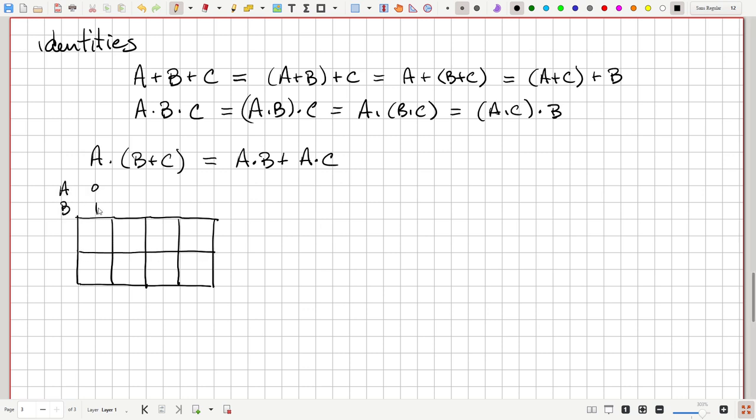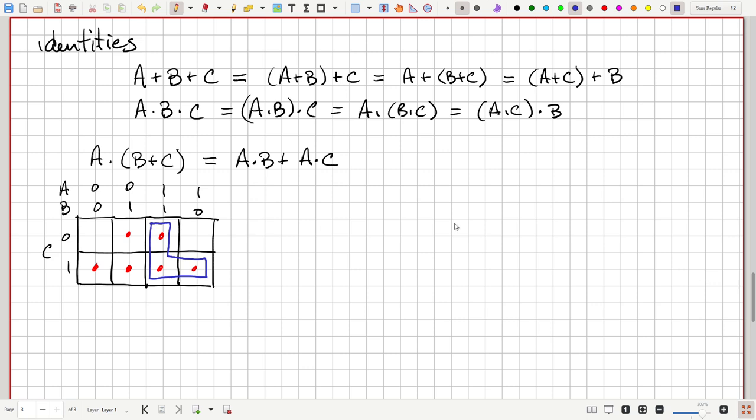A, B, 0, 0, 0, 1, 1, 1, 1, 0, and C is 0, 1. So A, and let's see, let's do B or C first. So B or C, so C would be this entire bottom row, and then B are the middle two columns, and then that's ANDed with A. So A would be these right two columns. So let's do B or C. Let's put red dots in B or C. So there's B, there's C, I'm sorry, that row, and then here's B. So that's B or C, and then A, we're ANDing that with the right two columns. So that would then end up giving you these three cells right there. That is A and B or C.